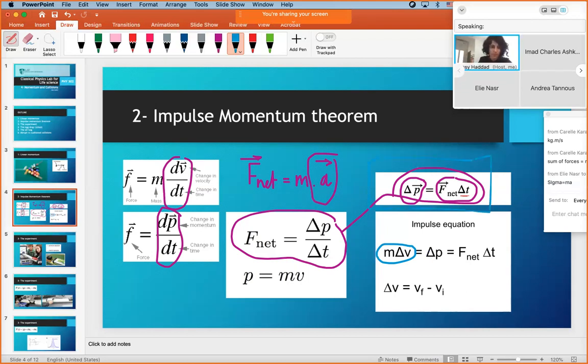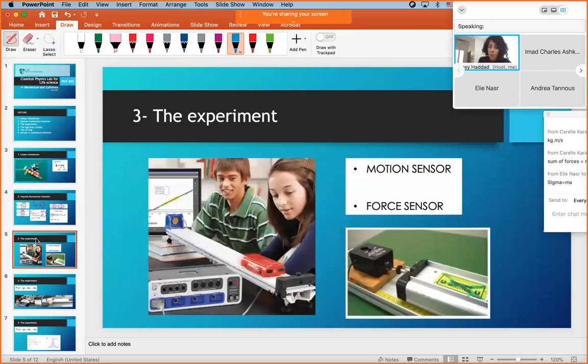Now the experiment: you will be given a track, and I can switch to the video in a moment. You will be using two sensors, the motion sensor, and you already know it. Does anybody remember how the motion sensor works? Anything you remember? What does it send? What does it receive? What does it measure? What does it give eventually on Data Studio? Yes, the motion sensor.